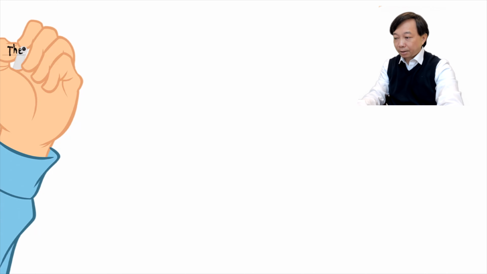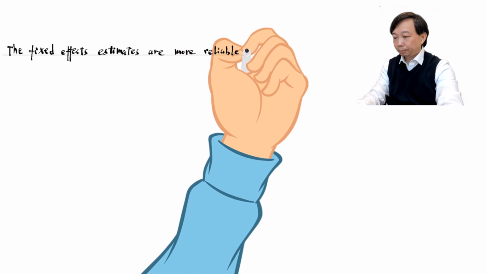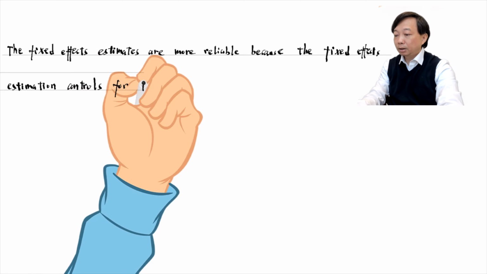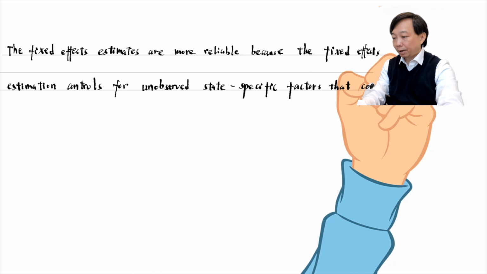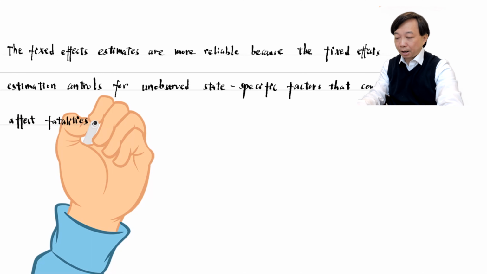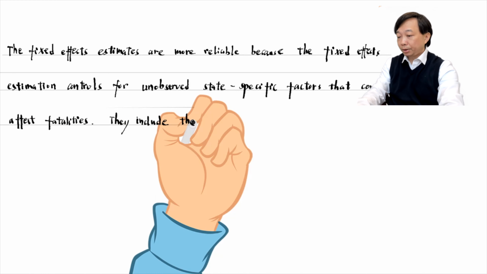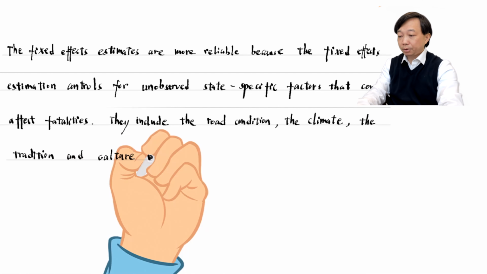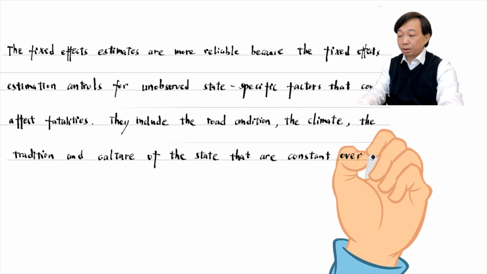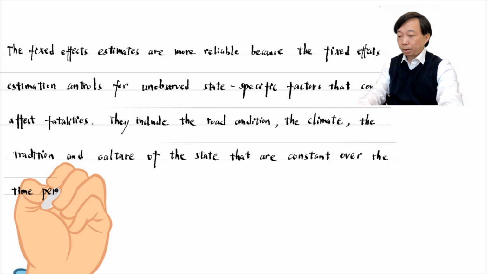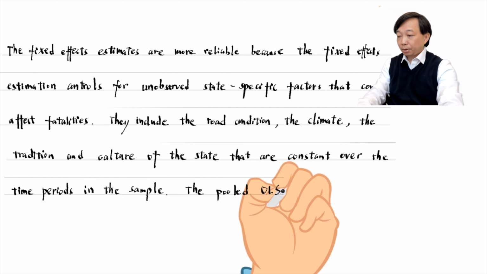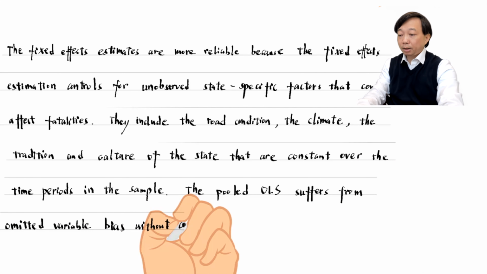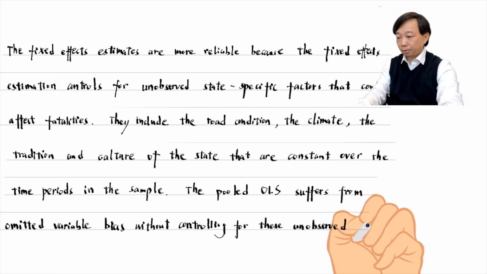The fixed effects estimates are more reliable because the fixed effects estimation controls for unobserved state-specific factors that could affect fatalities. They include the road condition, the climate, and the tradition and culture of the state that are constant over the time periods in the model. The pooled OLS suffers from omitted variable bias without controlling for these unobserved time constant factors.